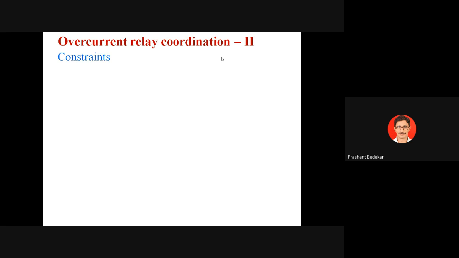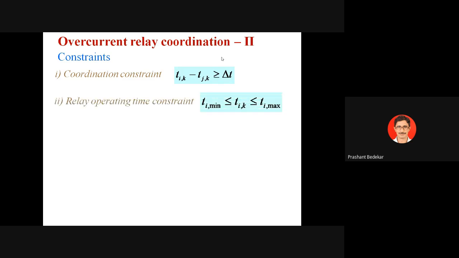In this case, the theory I have already covered. The constraints are of 5 categories. The coordination criteria are also already there: relay operating time constraint, time multiplier setting constraint. In the first problem, I considered that the plug setting multipliers of the overcurrent relays are known and fixed. Now I am considering that the plug setting multipliers are also variable.